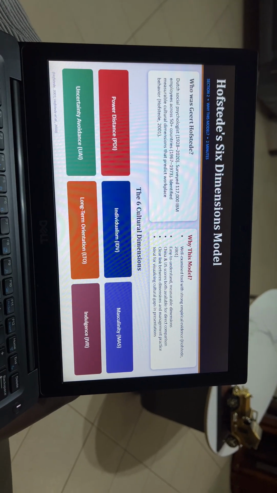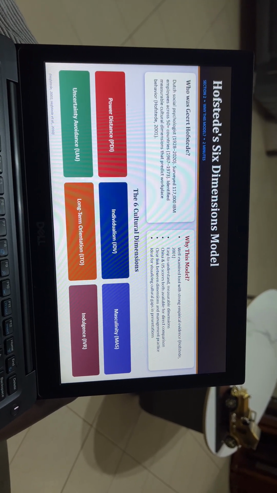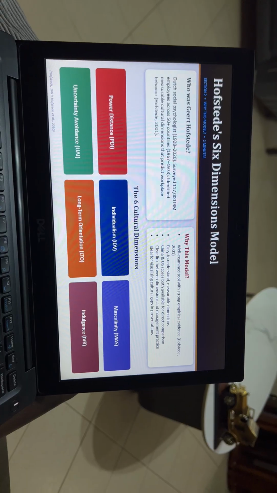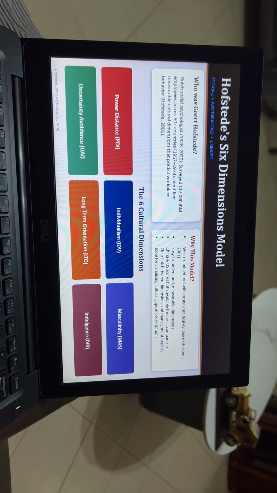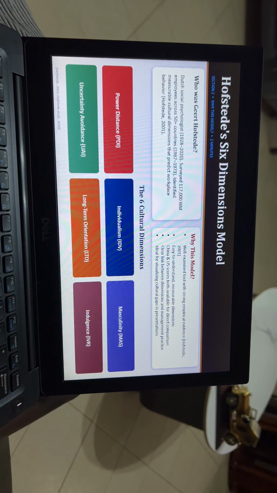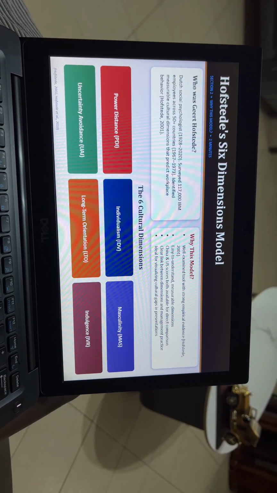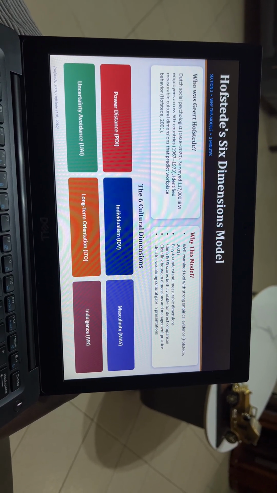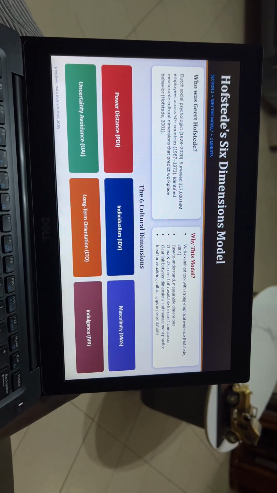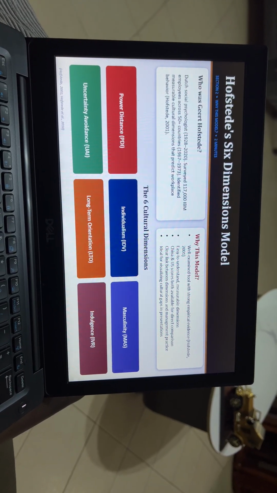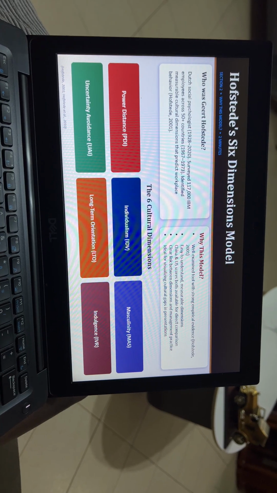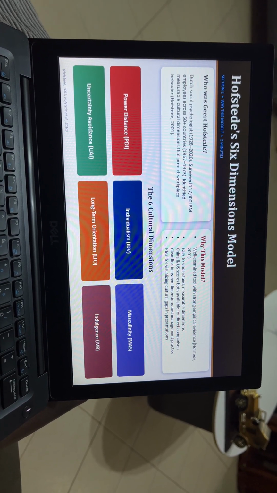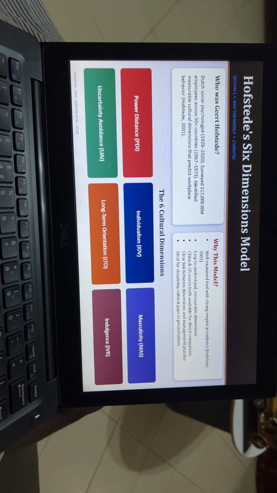Why this model? It's a well-examined tool with strong empirical evidence. It's easy to understand. China and US scores are both available for direct comparison. It is ideal for visualizing cultural gaps in presentation.